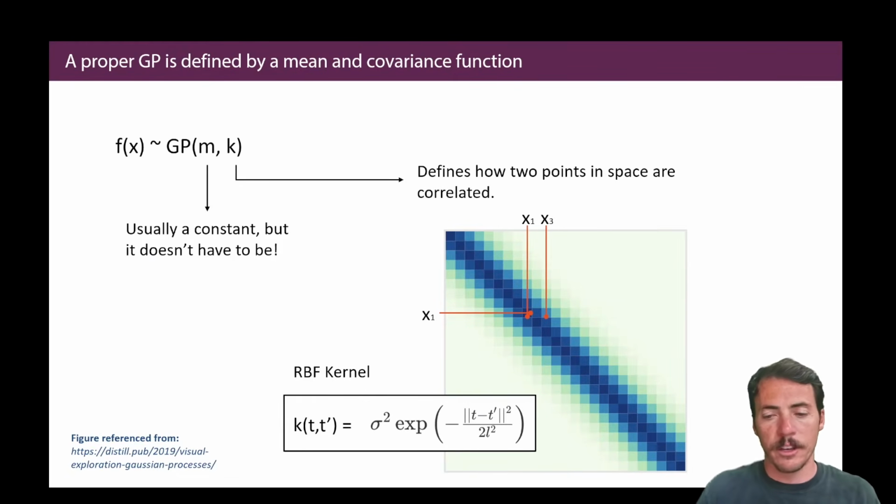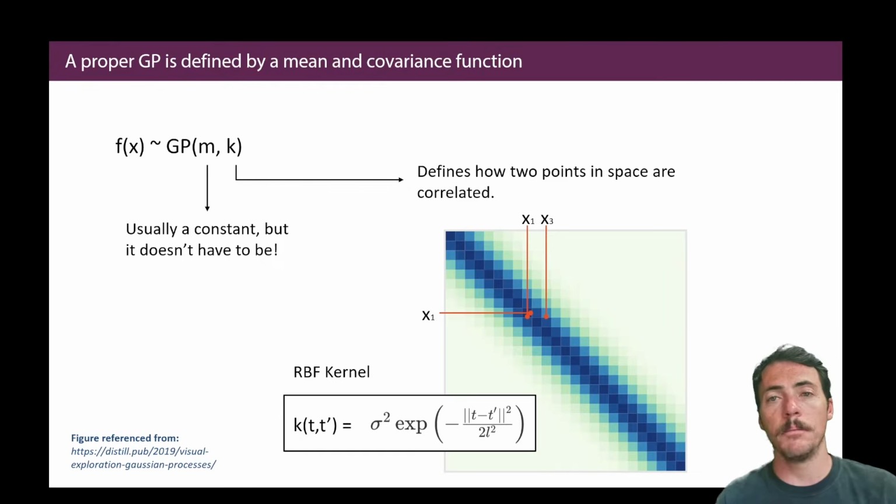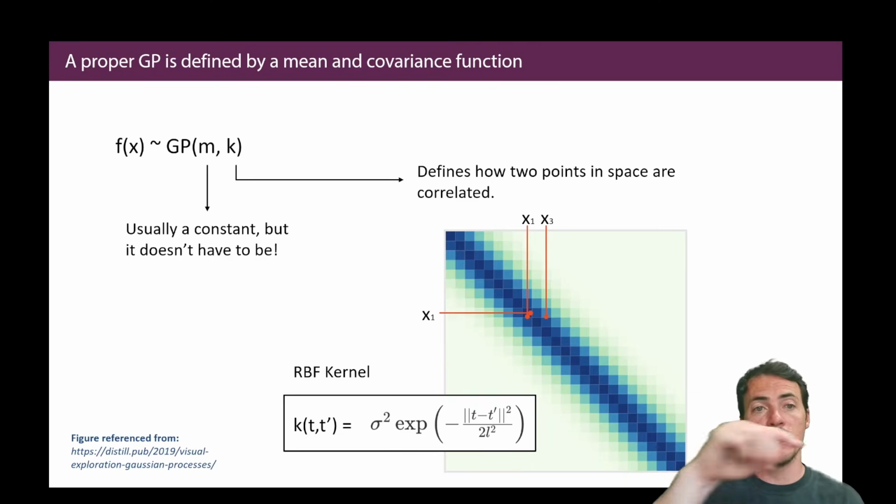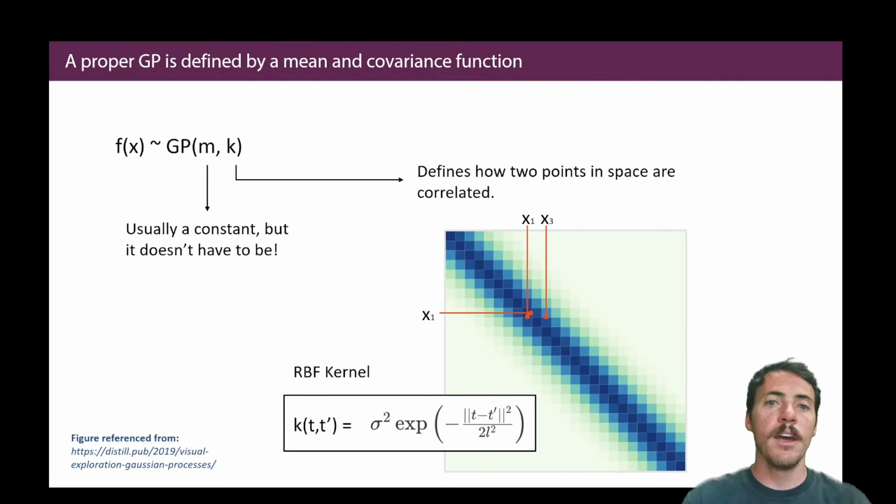Overall, the generic expression for how we define these Gaussian processes is using a mean and a covariance function. The most common way to define the mean is to use a constant. You just set it to 0. That's what you've been seeing in the previous examples. But it doesn't have to be. It doesn't even have to be a constant. It could be a linearly changing one, for example. And then the k is your covariance function, and that again is going to define how 2 points in space are correlated. So here's one very popular example.